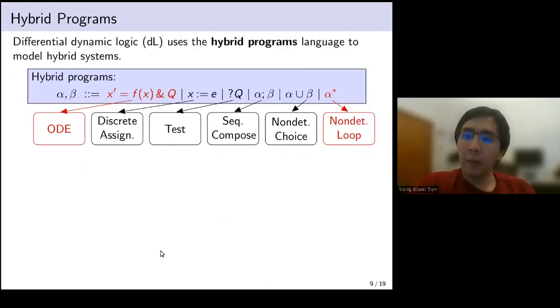Now, the other ingredient we're going to use is the language of hybrid programs from differential dynamic logic. I'm showing you the full language here, but I'll show you an example of this in the next few slides. The essential idea of a hybrid program is that it allows us to seamlessly combine continuous and discrete dynamics, where the continuous dynamics is specified by a differential equation, and the discrete dynamics just uses the usual constructs of programming languages like assignments, tests, composition, choice, and even looping.